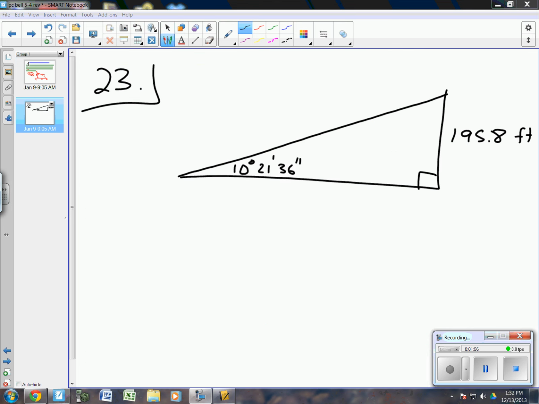We have an escalator that we want to know how long it is. We're going to call it x, x for escalator, right? We have two pieces of information. We have an angle, and we have how tall the escalator is from horizontal. And so, first of all, let's change this to decimal degrees. How do I do that? What do I put in my calculator?